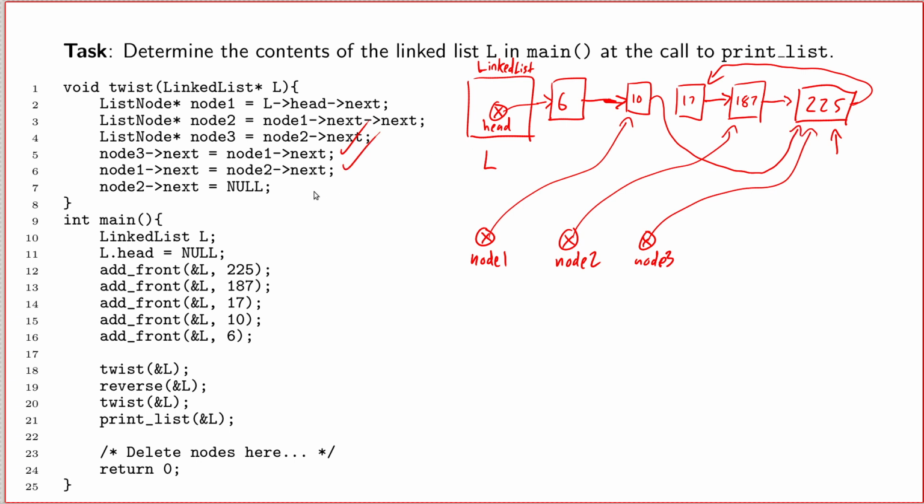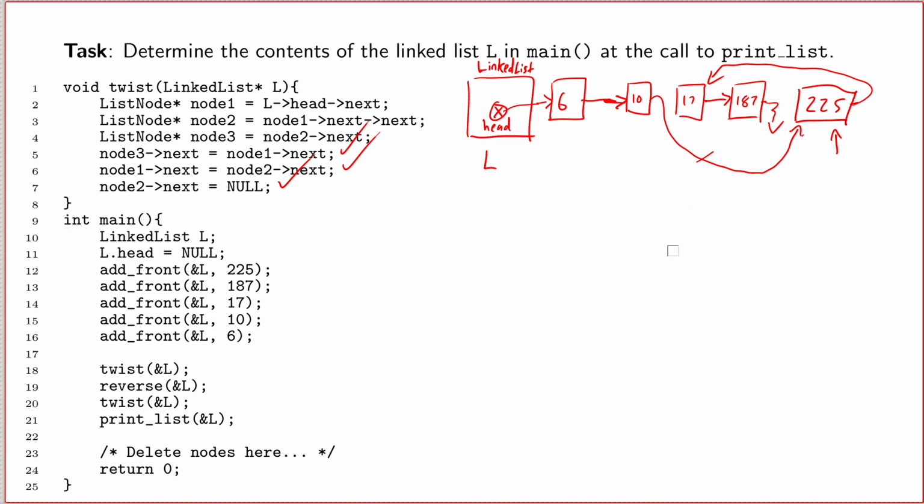And then finally, node 2 arrow next is going to end up equaling null. So there's node 2, its arrow next would be this thing here, and that's going to equal null. I've done that, and that means I'm done the twist function. And for the sake of cleaning things up, that means I should probably erase this stuff so that I can try and reconstitute my list.